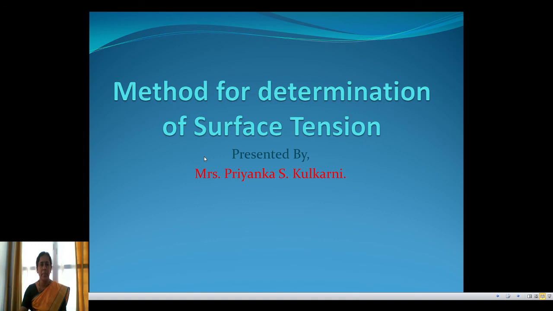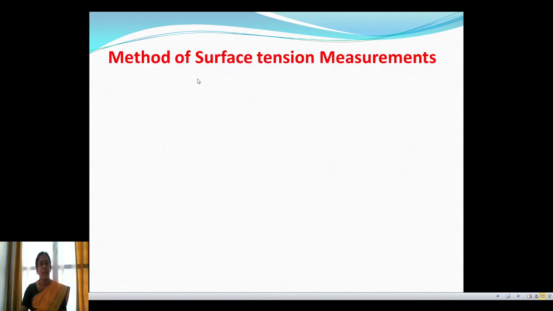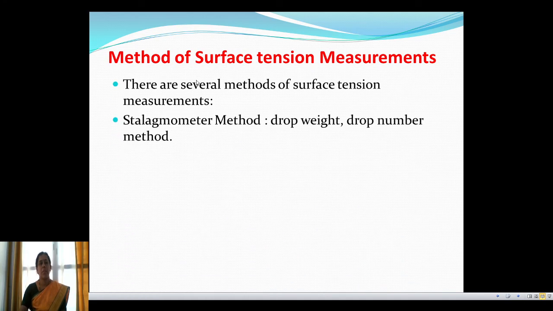Hello everybody. Today I am going to discuss the methods for determination of surface tension, presented by me. There are several methods for determination of surface tension. A few of these methods are listed below.